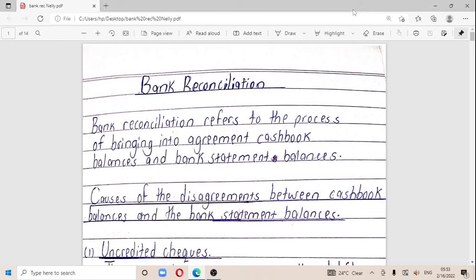Hello, my name is Jingonelli, and for today I'm going to be taking you through bank reconciliation, basically the last minute reading of bank reconciliation for you to get the basics.